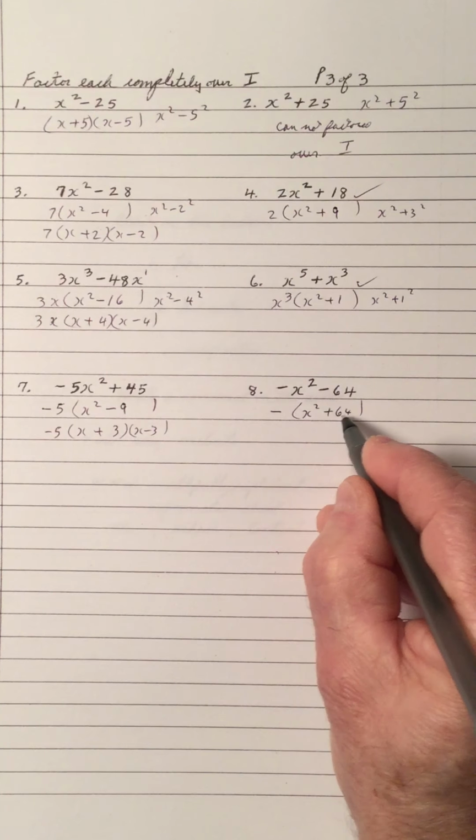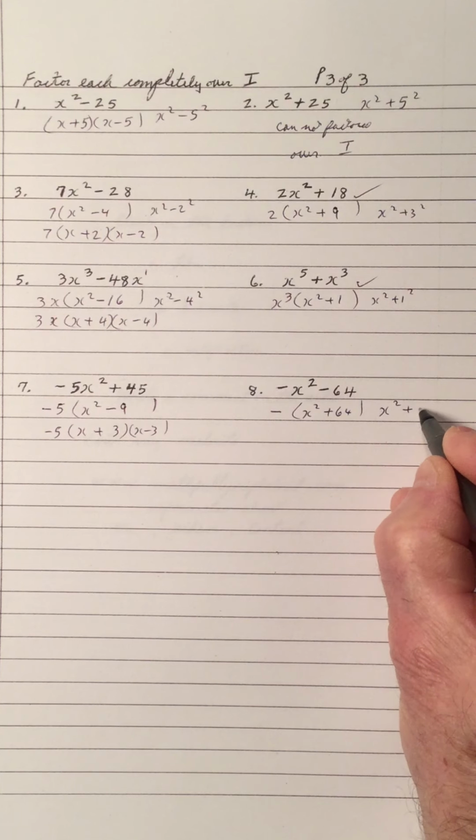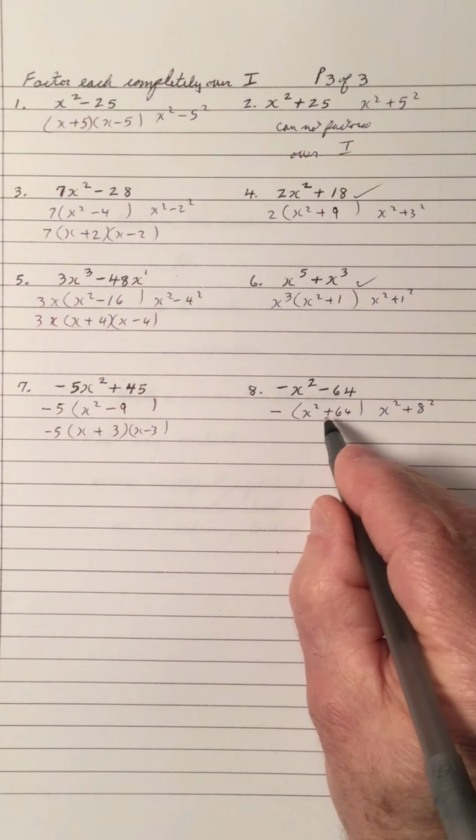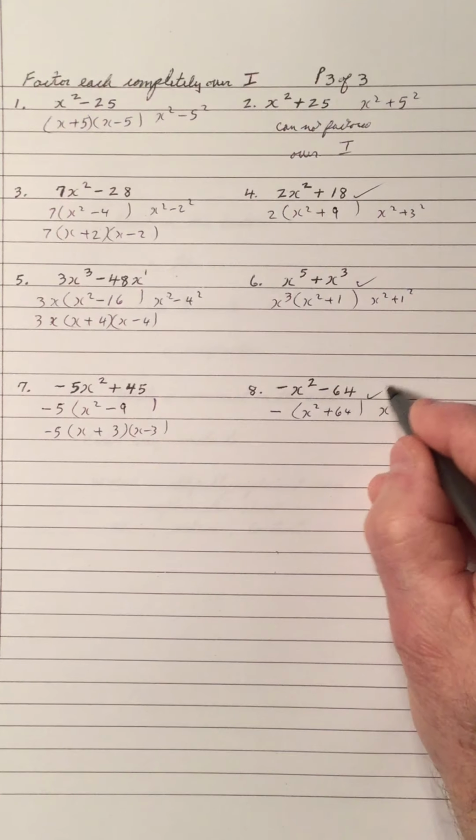And because that's the sum of two squares, which is what? X squared plus 8 squared, you cannot factor the sum of two squares over the integers. So that's as far as we can go.